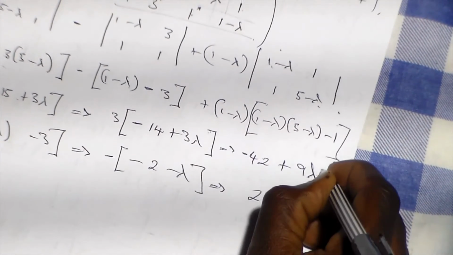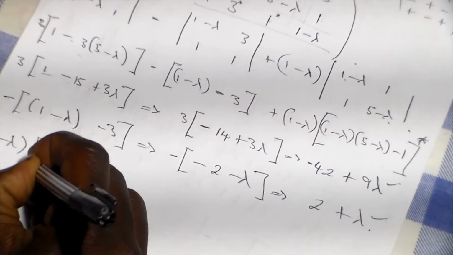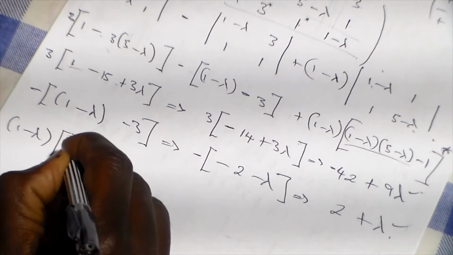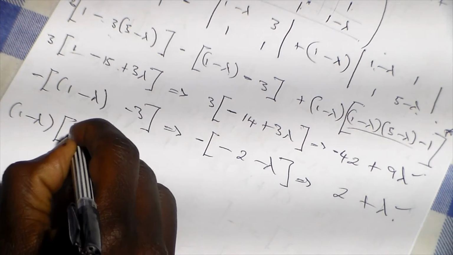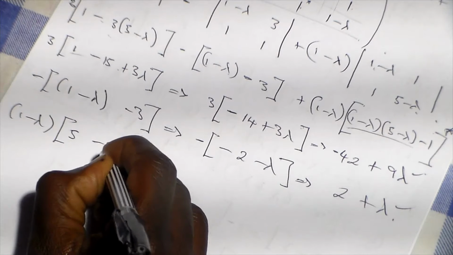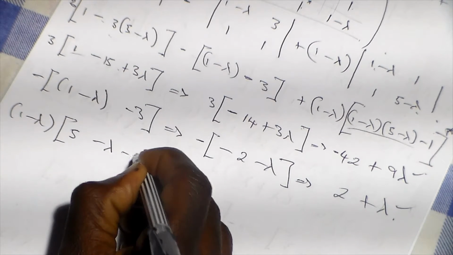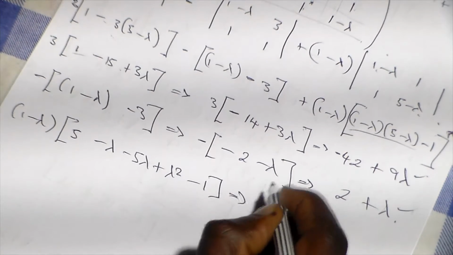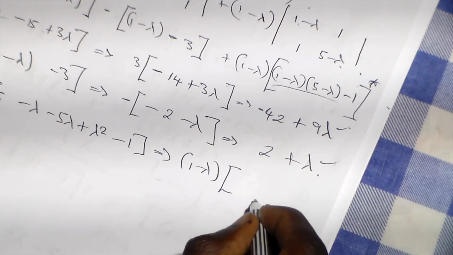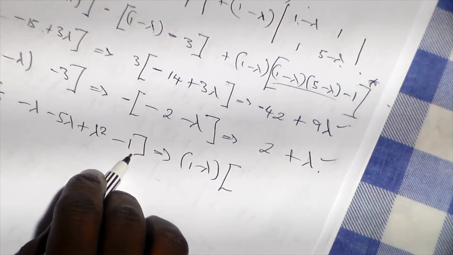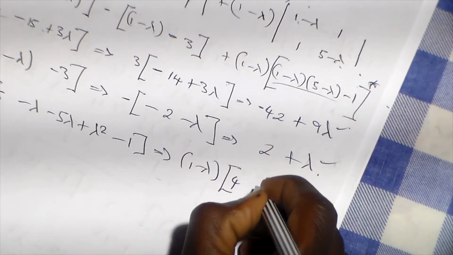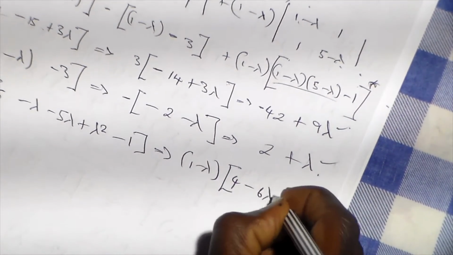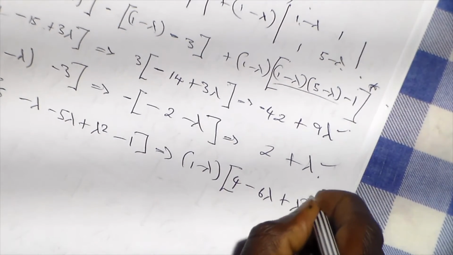For the last factor, we are saying 1 minus lambda. I'll simplify this to give me 5 minus lambda minus 5 lambda plus lambda squared minus 1. This is leading me to 1 minus lambda, and here I will get 4 minus 6 lambda plus lambda squared.